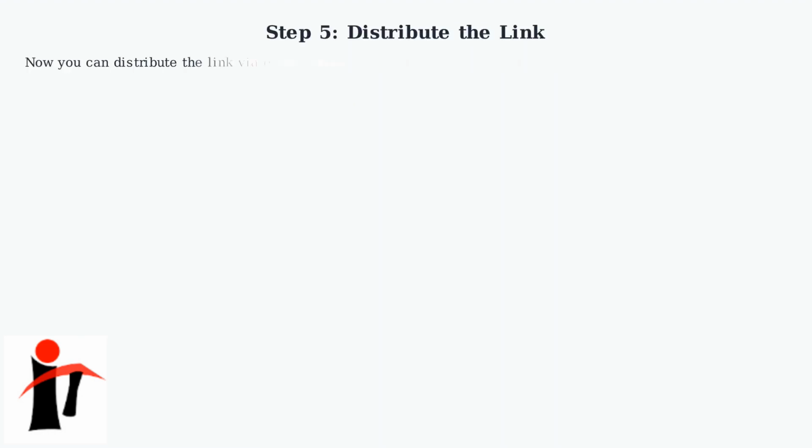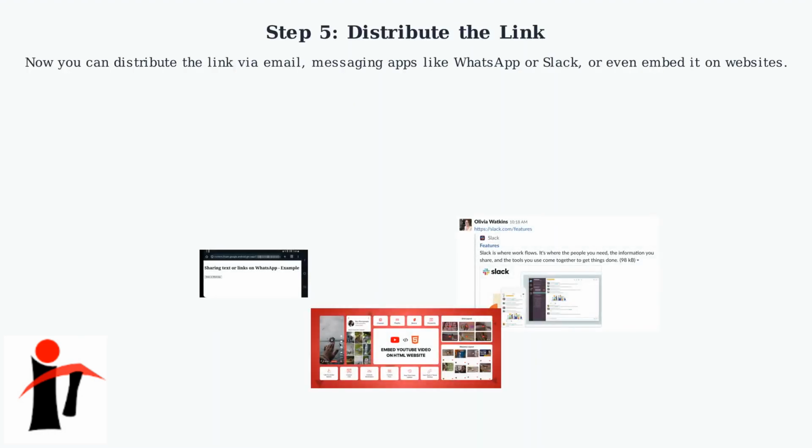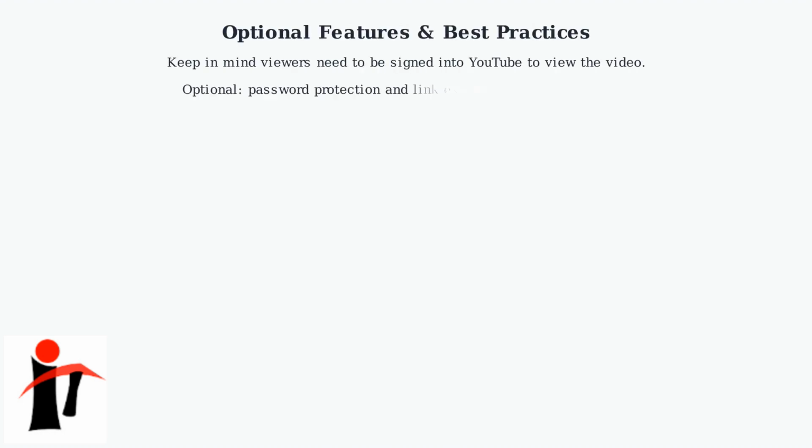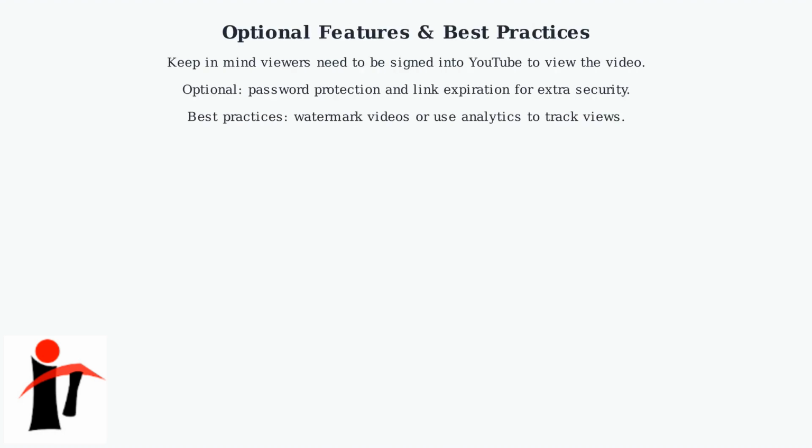Now you can distribute the link via email, messaging apps like WhatsApp or Slack, or even embed it on websites. Keep in mind, viewers need to be signed into YouTube to view the video. Optional advanced features include password protection and link expiration in advanced settings. Best practices include watermarking videos or using analytics to track who views them.